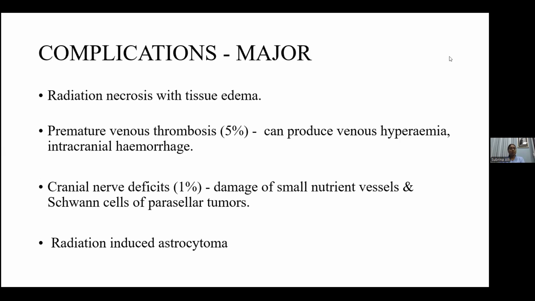Dealing with the major complications, we do see some radiation necrosis with tissue edema that can be treated with corticosteroids. In 5% of the patients, they can have premature venous thrombosis where they produce venous hyperemia and intracranial hemorrhage. So patients are counseled appropriately. And in 1% of patients, we actually notice some cranial nerve deficits where the small nutrient vessels and the Schwann cells of the paracellular tumors are damaged. And there have been instances of rare radiation-induced astrocytomas as well.